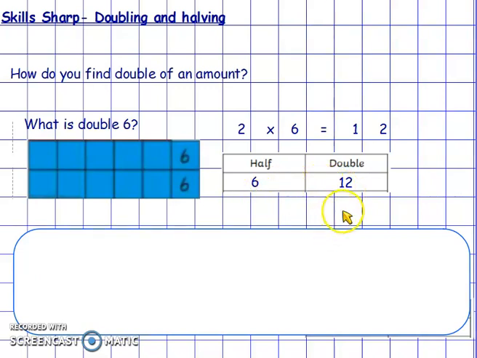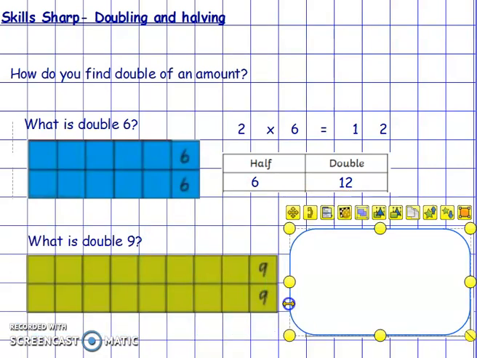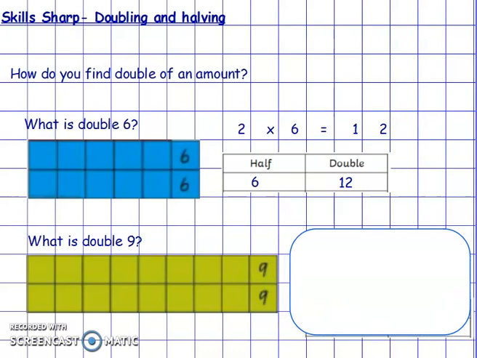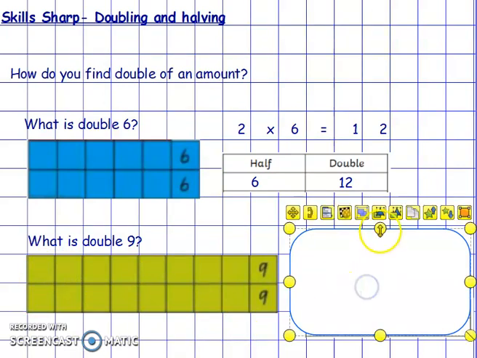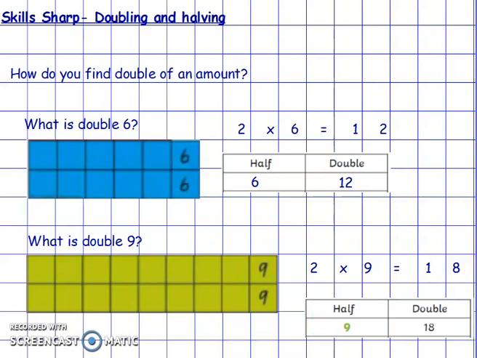Does that make sense? Let's have a look at another one. What's double 9? If you couldn't do that brain only, you could draw out your counters or your boxes on your page in your book, or you could have done it as a multiplication fact. 2 times 9 equals 18. Double 9 is 18, and half of 18 equals 9. I wonder if you can have a go at this yourself.